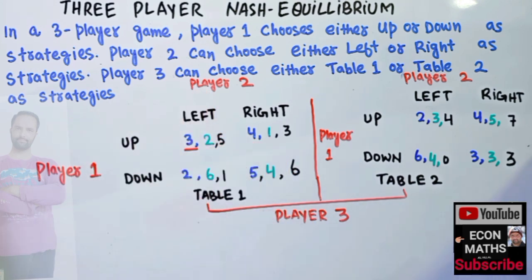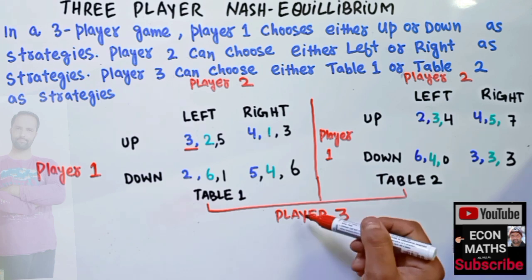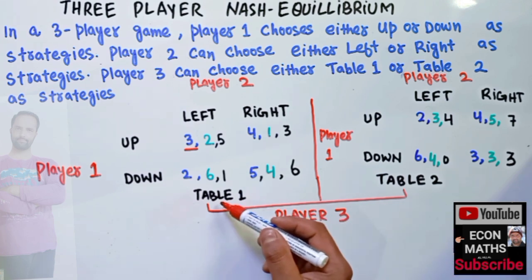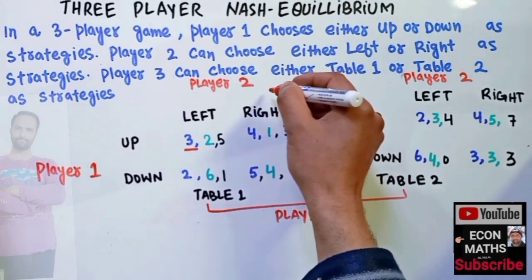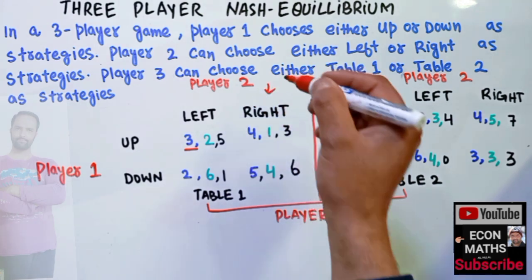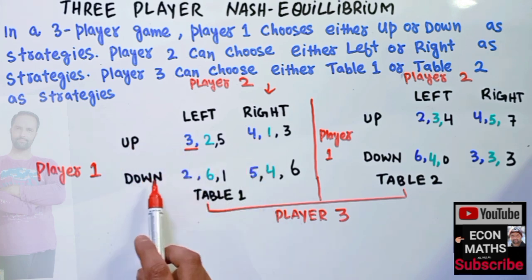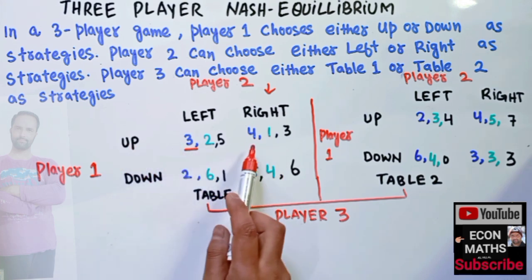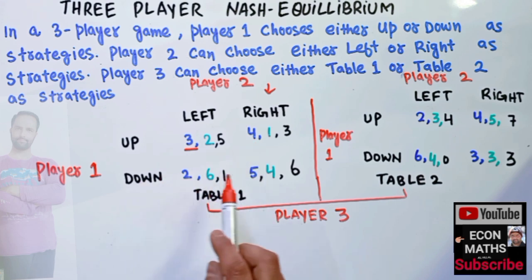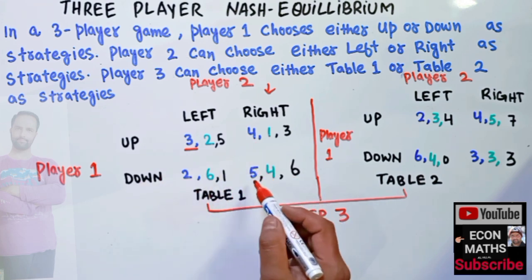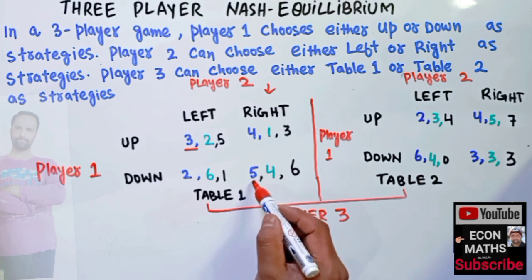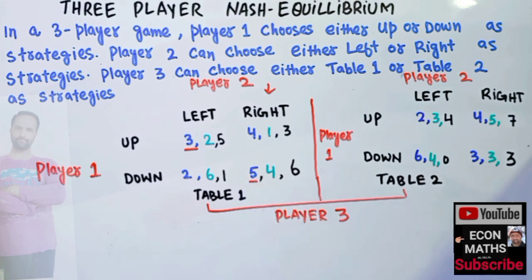Again, let us say player 3 chooses table 1, and this time player 2 chooses right. What are the options for player 1? Either to go up or to go down. Up gives him a payoff of 4, down gives him 5. Obviously 4 is less than 5, so he will choose the greater amount here. So let us underline this.